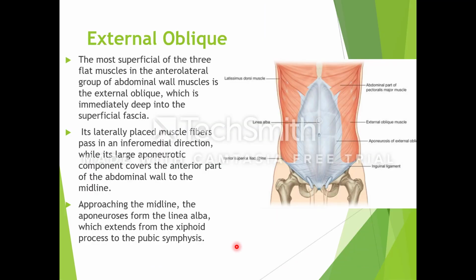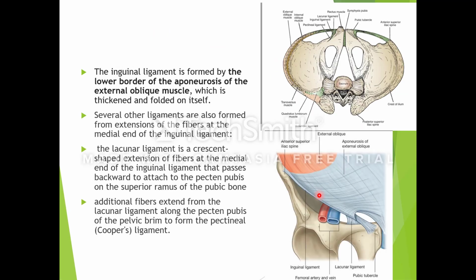Now we will discuss each muscle one by one. First of all, the external oblique muscle. This is the superficial muscle of the 3 flat muscles. It is immediately deep to the superficial fascia. Its fibers pass in an inferomedial direction. See here, they are coming downwards, forwards and medially. And they are approaching the midline, and the aponeurosis forms the linea alba, which extends from the xiphoid process to the pubic symphysis.